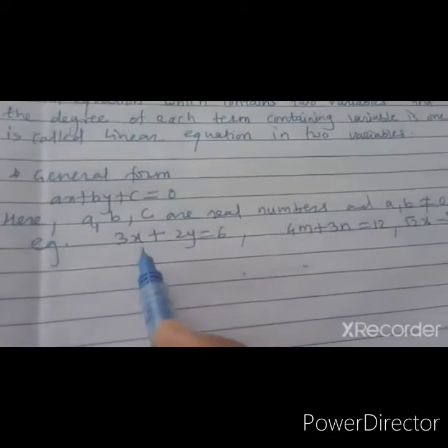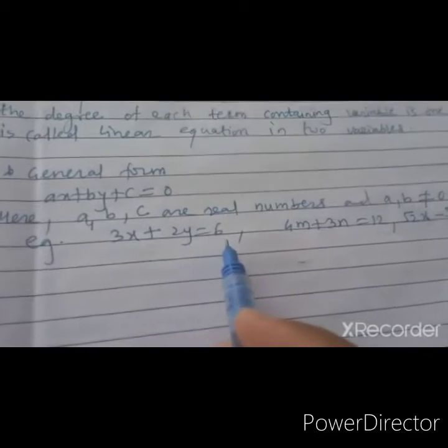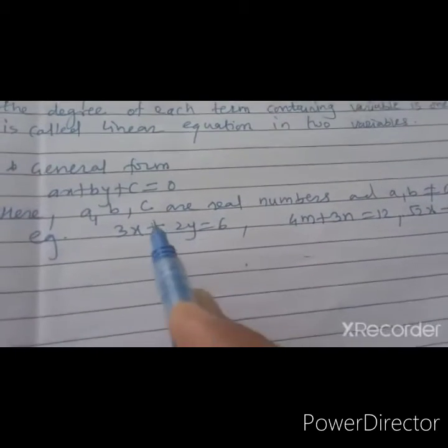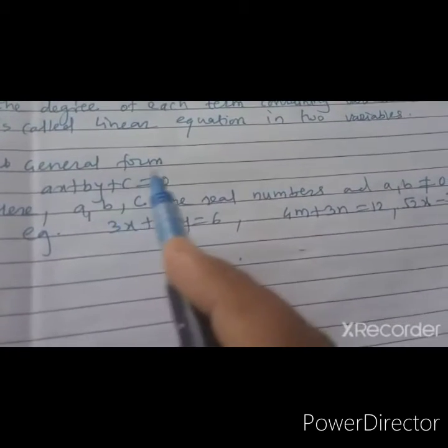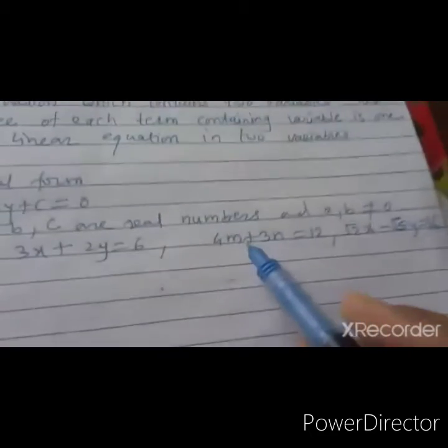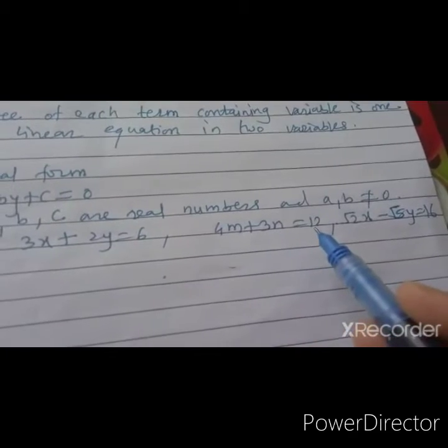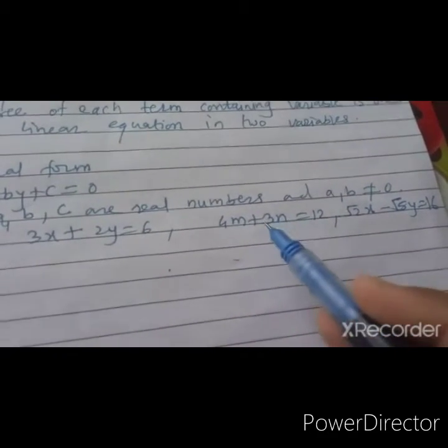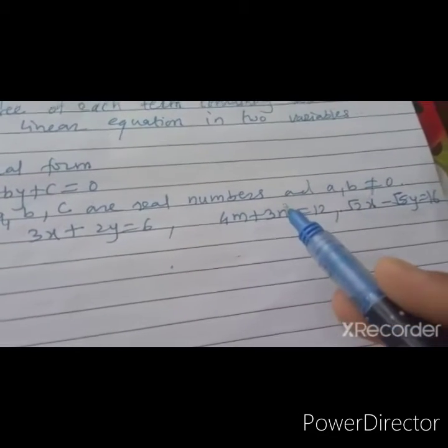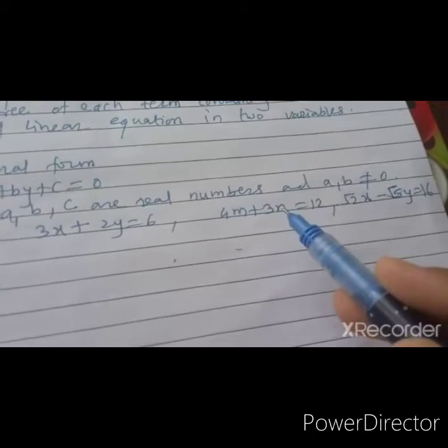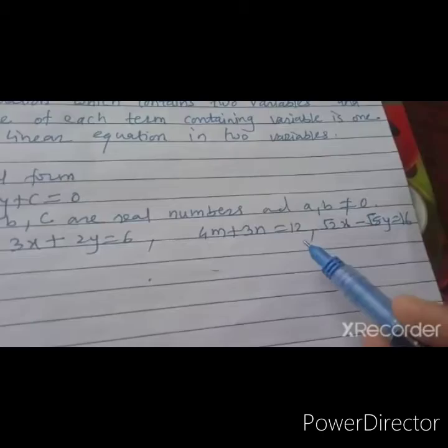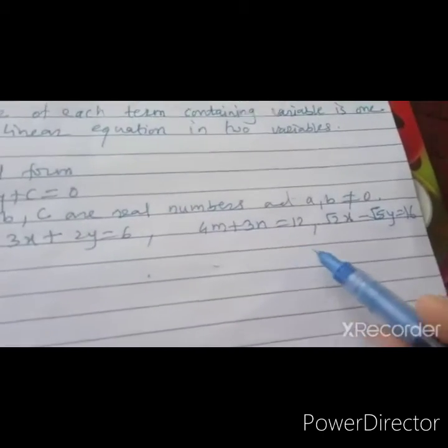Let us see an example. 3x plus 2y is equal to 6. Here a is equal to 3, b is equal to 2, and c, that is here minus c, is equal to 6. Similarly, second example, 4m plus 3n is equal to 12. Here the variables we took are m and n, and the power of m is 1, power means degree. Here also the degree of the n variable is 1. Therefore 4m plus 3n is equal to 12 is a linear equation in two variables m and n.